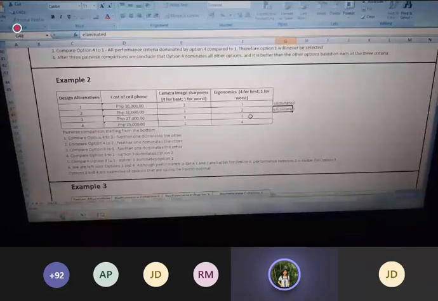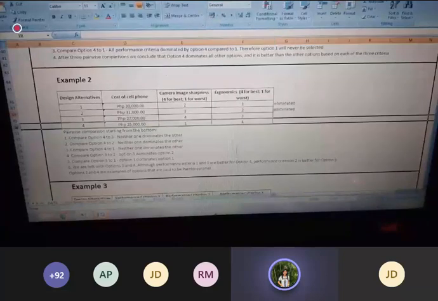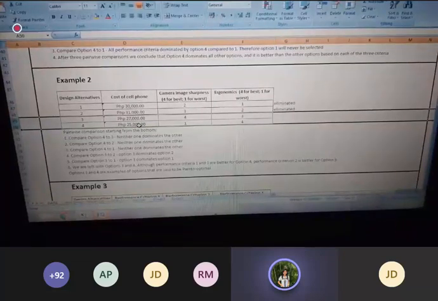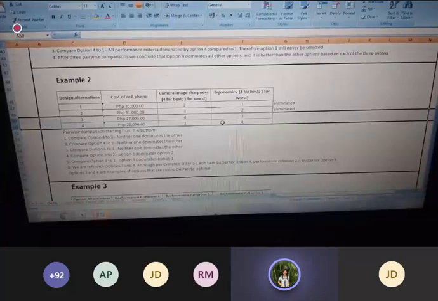So we are left with options 3 and 4. If we compare them again, for the cost of the cell phone, alternative 4 is better. When it comes to the camera image, alternative 3 is better. When it comes to ergonomics, option 4 is better. So options 3 and 4 would be considered as the Pareto optimal.